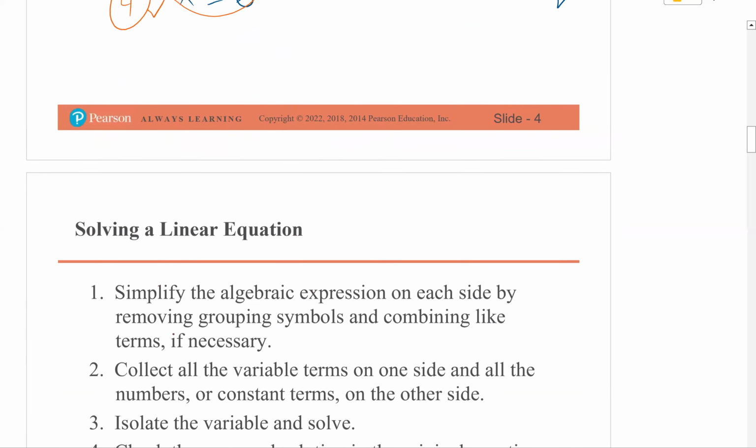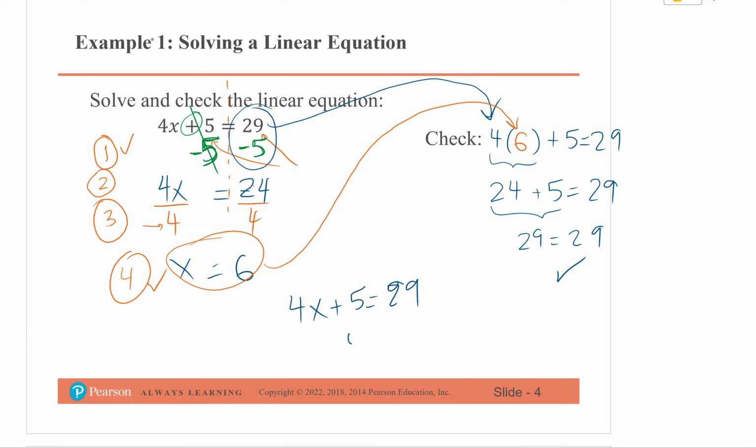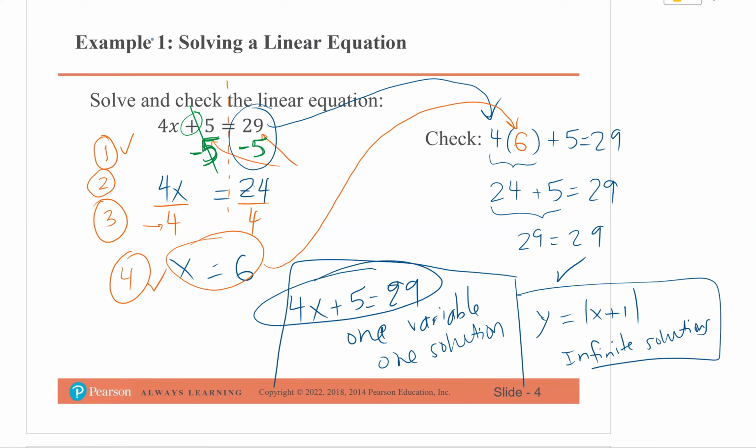Yeah, notice that's something I want to point out. This equation that was given to us, 4x plus 5 equals 29, only has one variable. Unlike the equations in the previous section, for example, y equals absolute value of x plus 1, which had infinite solutions, this only has one solution. The big difference is that the one on the left has one variable, while the one on the right has two variables, an x and a y. So keep that in mind.